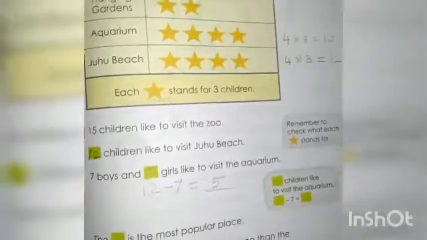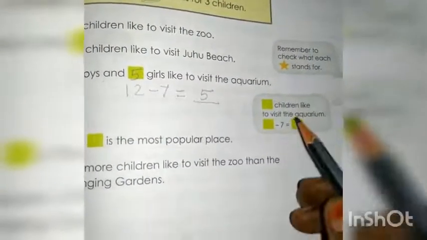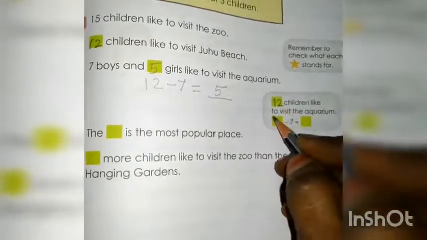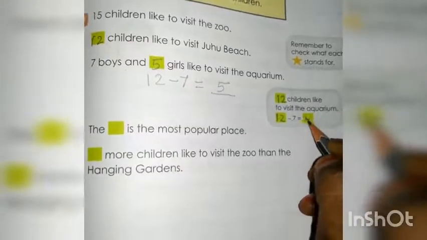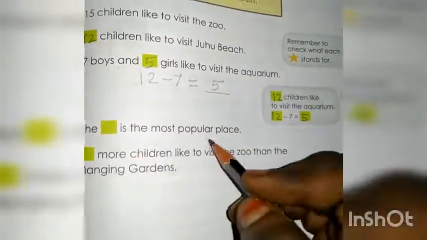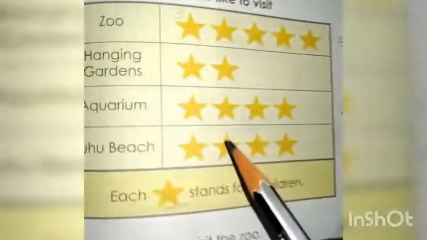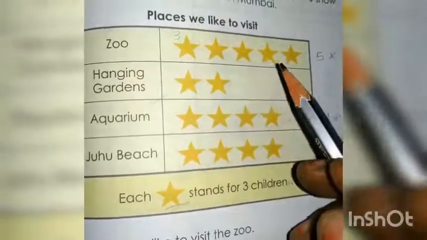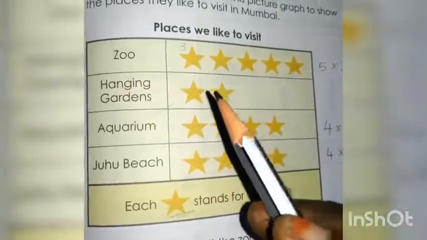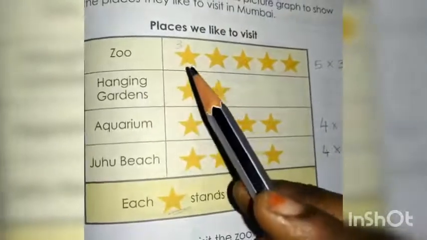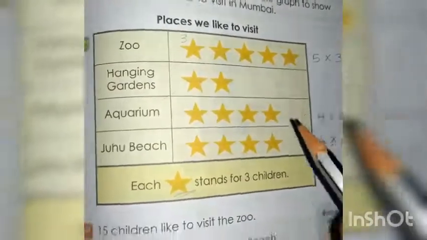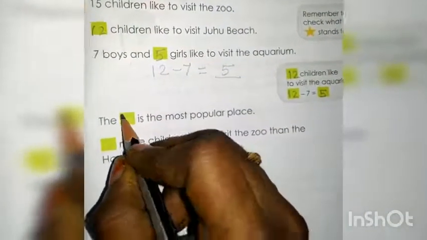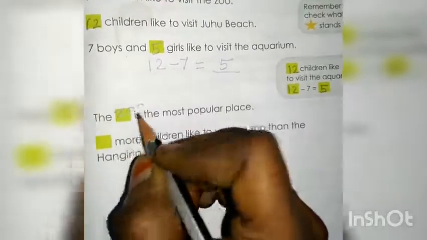Okay, next. See here, I have given this, 12 children like to visit the aquarium. So 12 minus 7 is equal to 5. The dash is the most popular place. See here, which place has more number of children visiting? Zoo, because there are 5 stars present. So zoo is the most popular place.